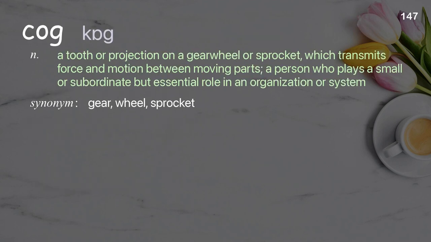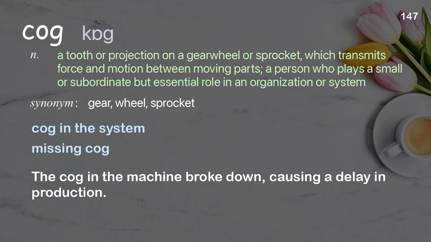Cog. A tooth or projection on a gear wheel or sprocket, which transmits force and motion between moving parts. A person who plays a small or subordinate but essential role in an organization or system. Examples. Cog in the system. Missing cog. The cog in the machine broke down, causing a delay in production.